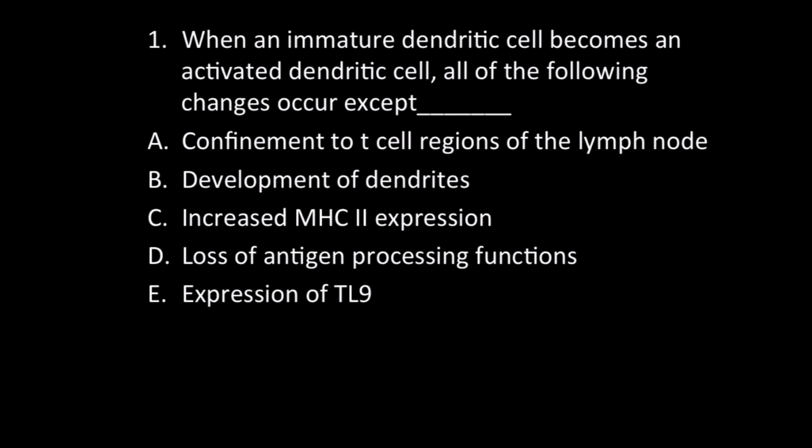Let's review. For number one, think of this question. It says that when an immature dendritic cell becomes an activated dendritic cell, all the following changes occur except what? Do you think that it's A, confinement to T cell regions of the lymph node, B, development of dendrites, C, increased MHC2 expression, D, loss of antigen processing functions, or E, expression of TLR9? Pause the video if you need to and wait for the answer.